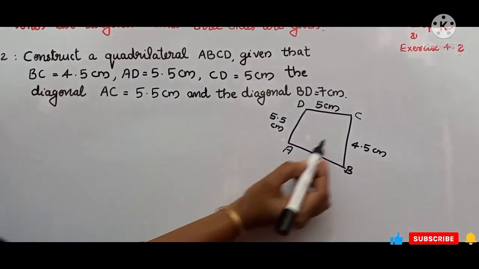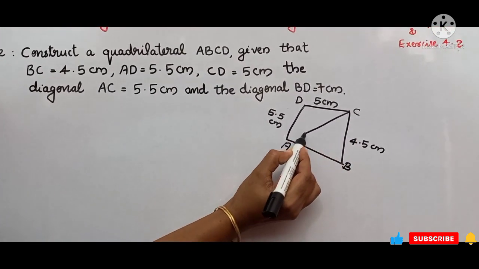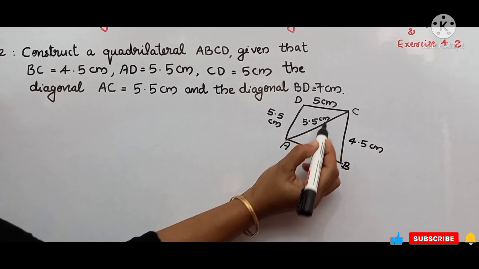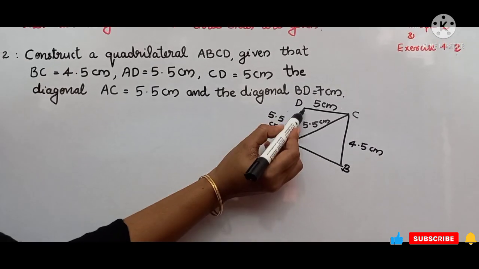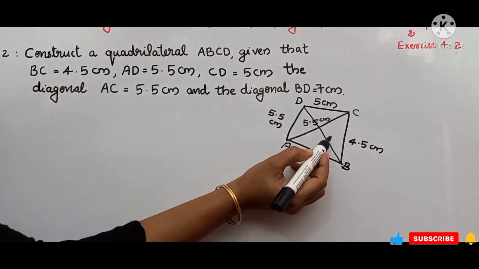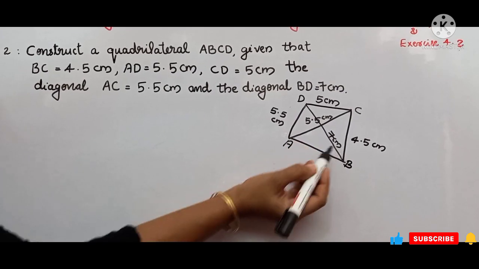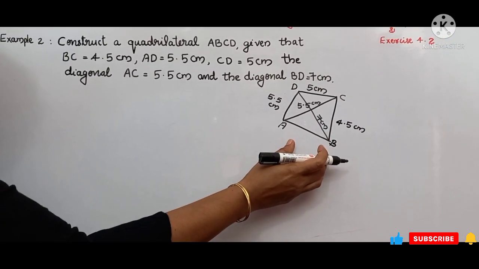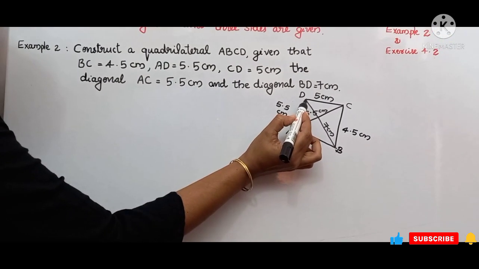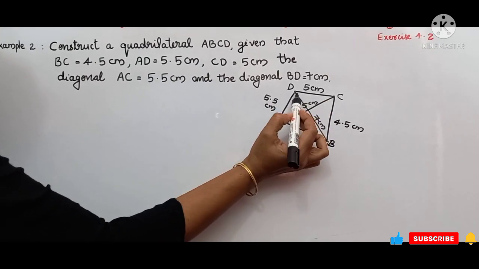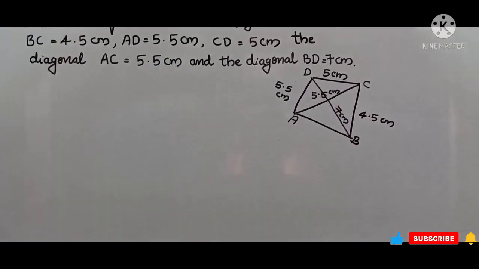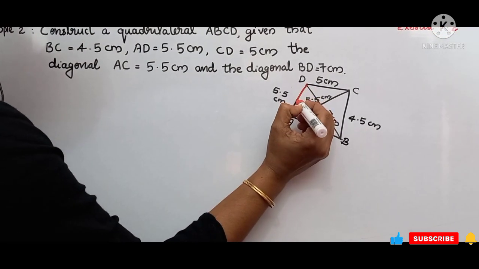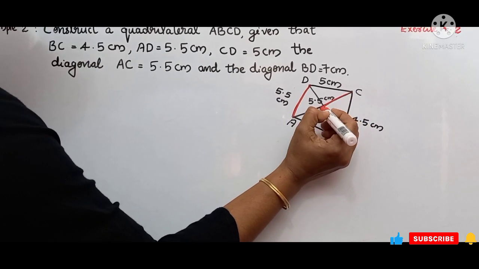Then the diagonal AC, we have to draw the diagonals. AC is equal to 5.5 centimeter, and another diagonal BD, BD also we have to draw. It is 7 centimeter. Now just observe this rough sketch, all given measurements we have marked here, and see, here if we are constructing this triangle ADC or ACD first. See, this triangle we can construct first because the three sides are given.